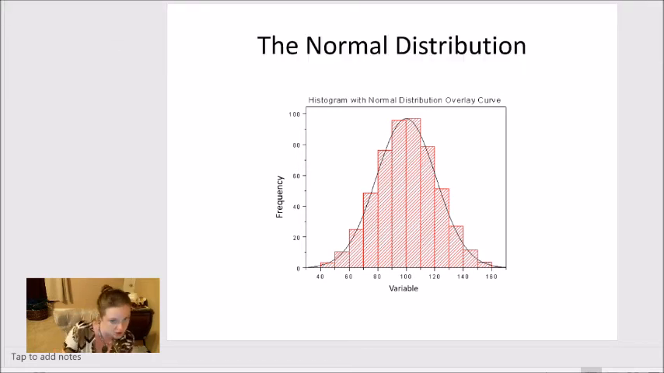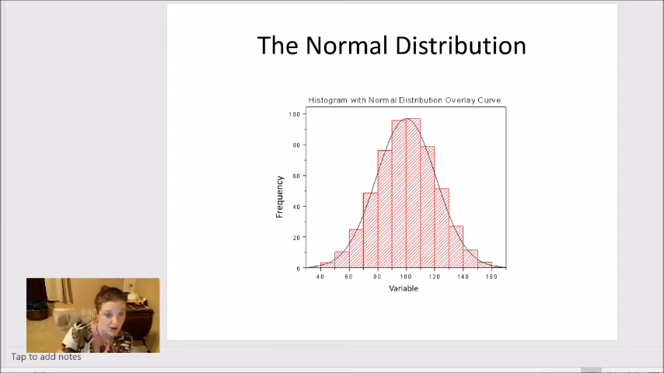IQ is a psychological construct. It's measured with standardized IQ tests, and it's outside the purview of this class to discuss whether or not IQ is a good thing to measure, right? Suffice it to say that IQ is something that they do measure, and it tends to be very reliable in its measurement, and it tends to show some validity, at least in some interpretations for some uses.